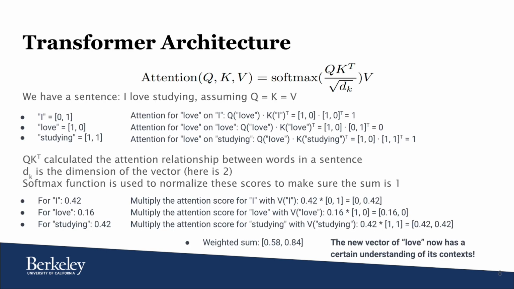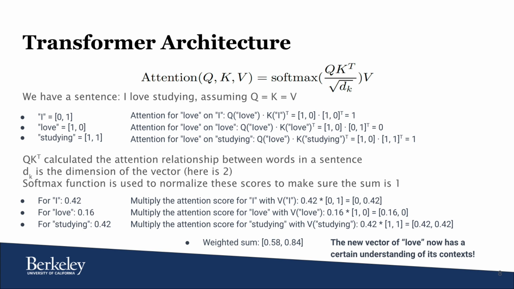Okay, here is the most difficult part of this presentation. I will use a real example to show it clearly. We have a sentence, I love studying, and we assume that Q equal to K equal to V, which are three vectors. Here, QK^T, we can use this to calculate the attention relationship between words in a sentence. And here d_k is the dimension of the vectors. Here the dimension is 2 because the length of each vector is 2.